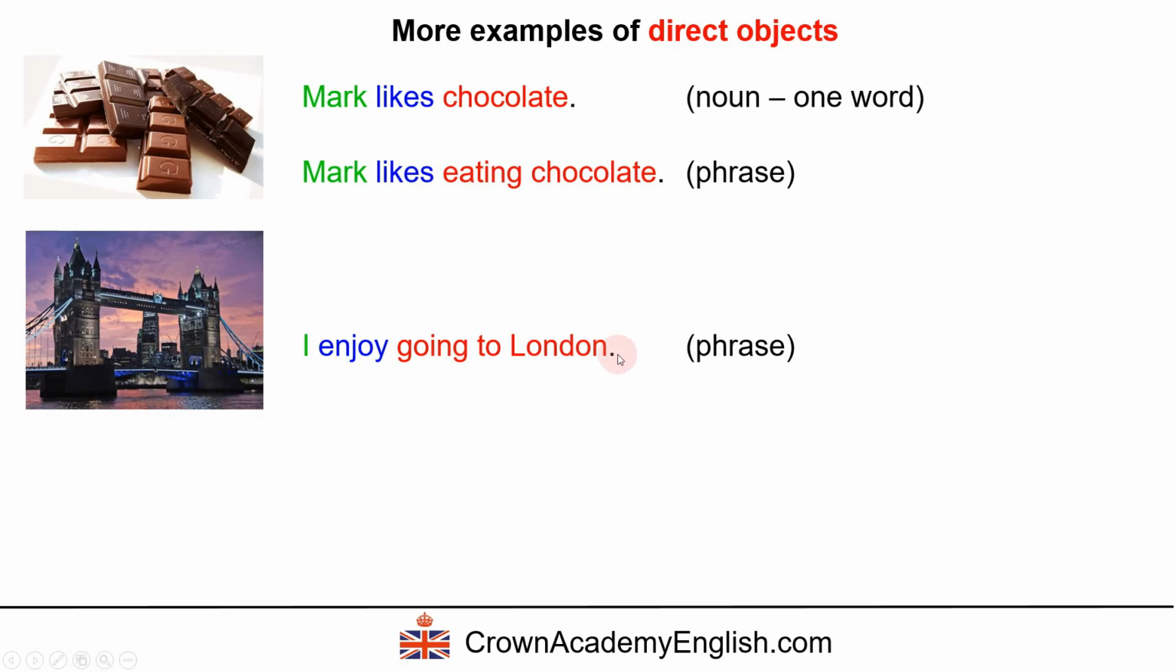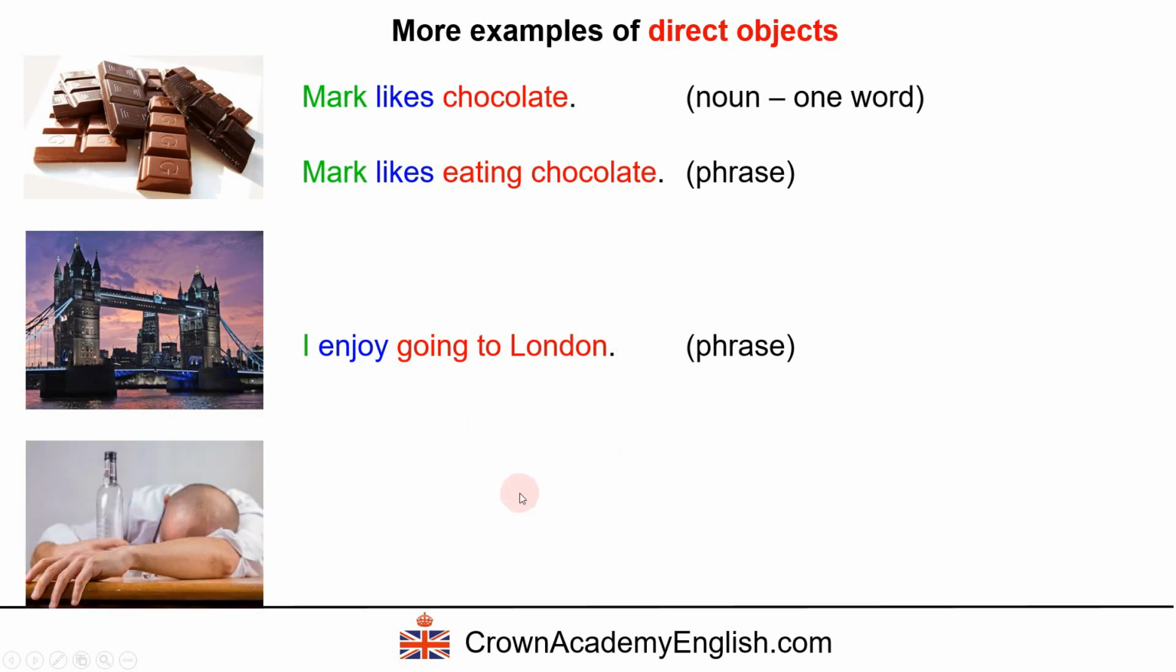I enjoy going to London. Again, here we have a phrase, going to London. What do I enjoy? The answer, going to London. So the whole phrase is the direct object. I think that he is drunk. What do I think? The answer is that he is drunk. And this time it is a that clause. So the that clause is the direct object.